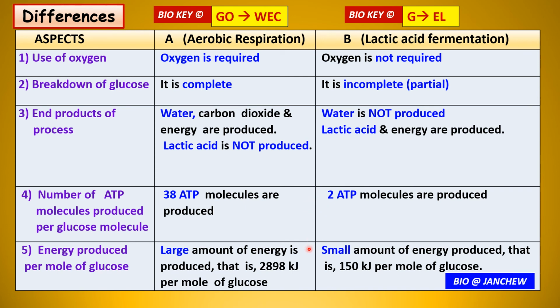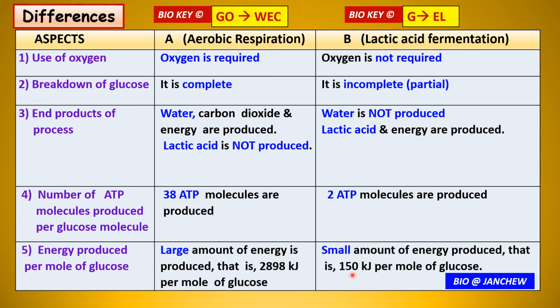Energy produced per mole of glucose, a large amount of energy is produced for A, 2,898 kilojoules per mole of glucose. But for B, only a small amount is produced, that is 150 kilojoules per mole of glucose. So we don't write 210 kilojoules because that is for yeast. The amount of energy produced in alcohol fermentation in yeast is 210. Okay, this one is 150 for lactic acid fermentation.